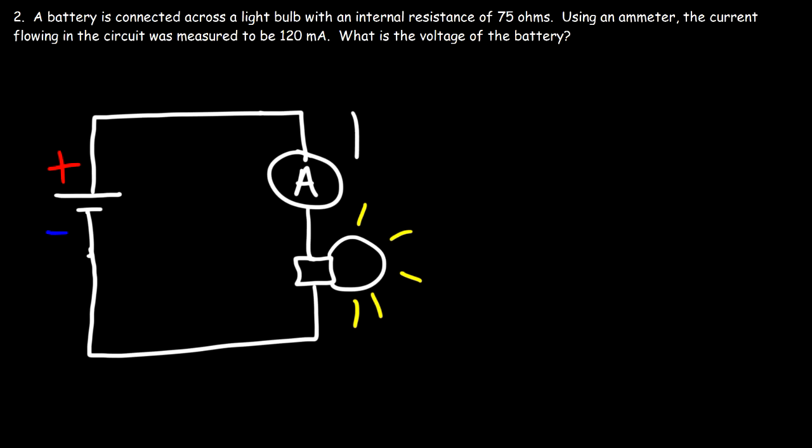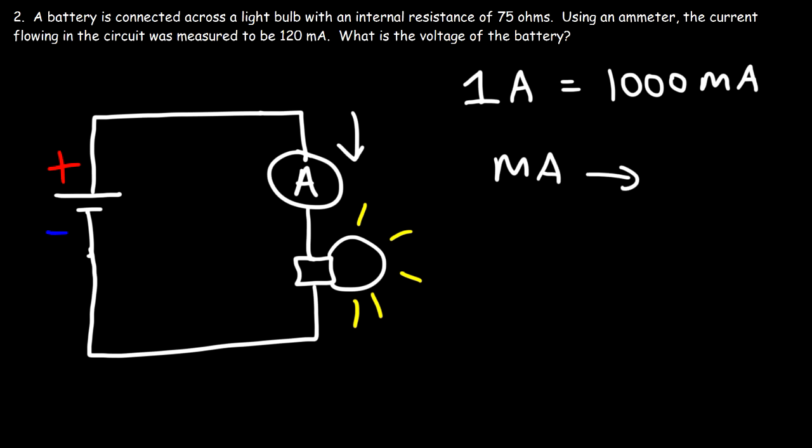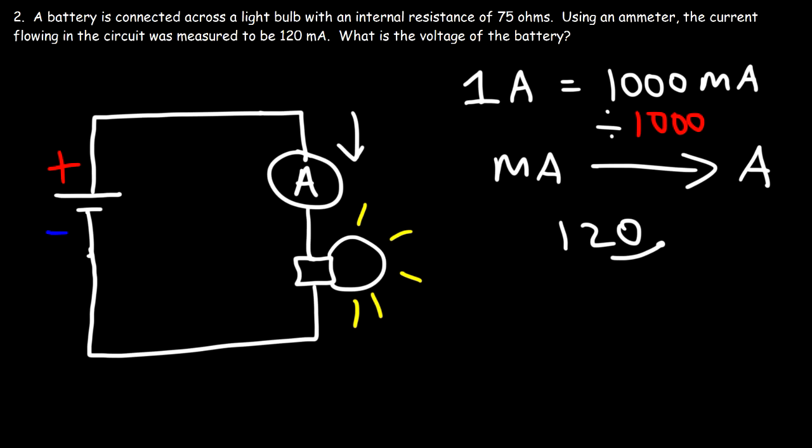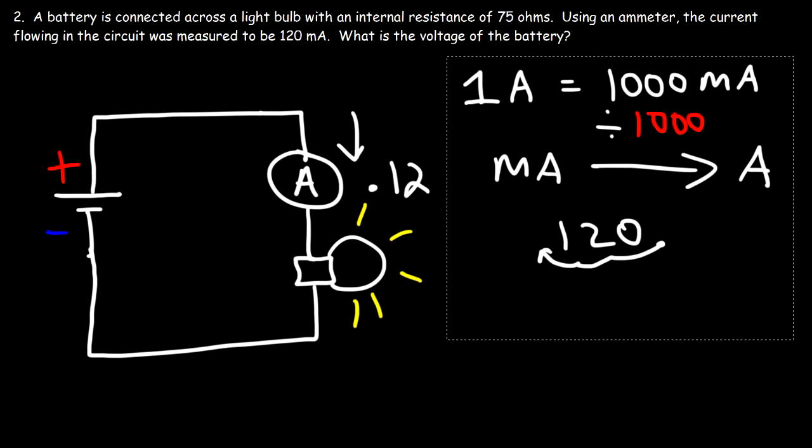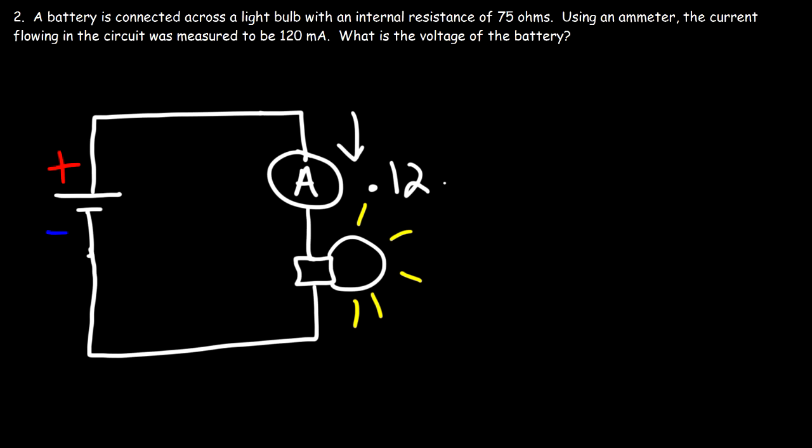Now the ammeter detects a current of 120 milliamps. How can we convert that to amps? Now, it's important to understand that 1 amp is equal to a current of 1,000 milliamps. So to convert milliamps to amps, you need to divide by 1,000. So if we take 120 and divide it by 1,000, all we need to do is take the decimal point and move it 3 spaces to the left, and that will give us a current of 0.12 amps. And so that's a quick way in which you can convert milliamps to amps.